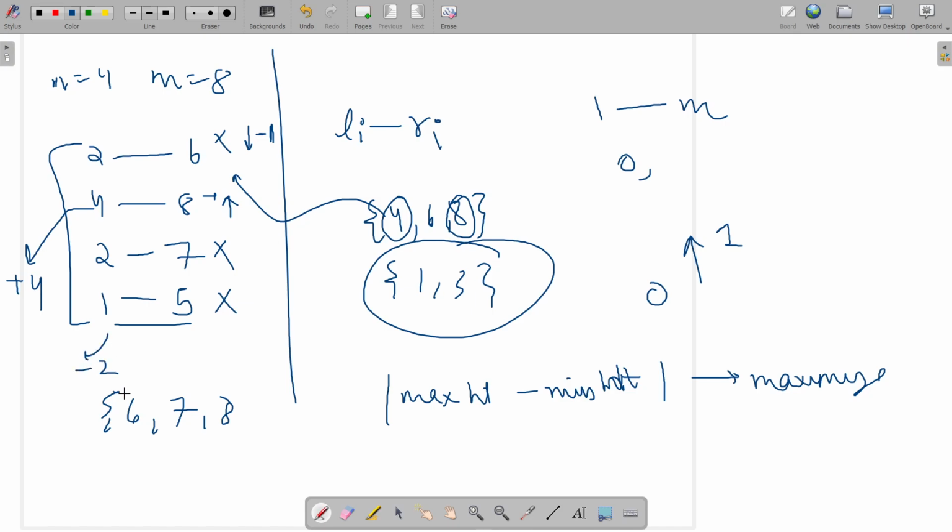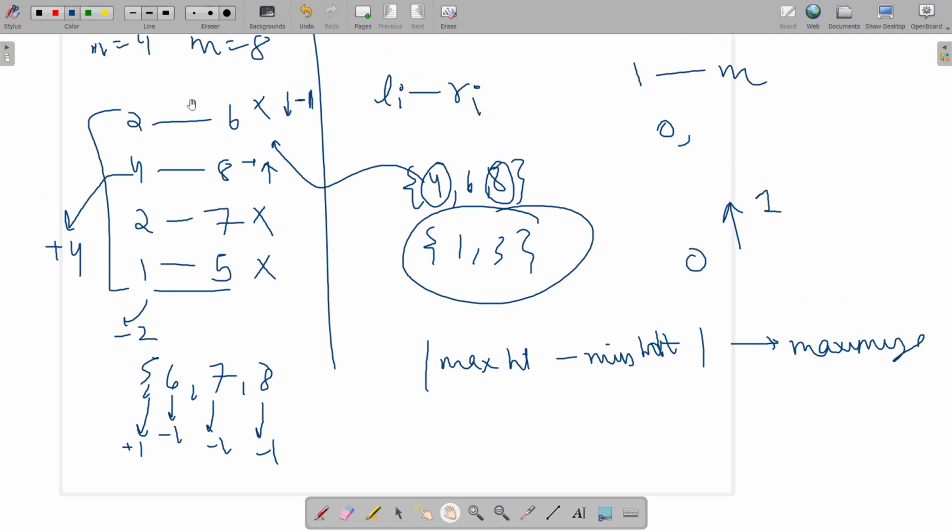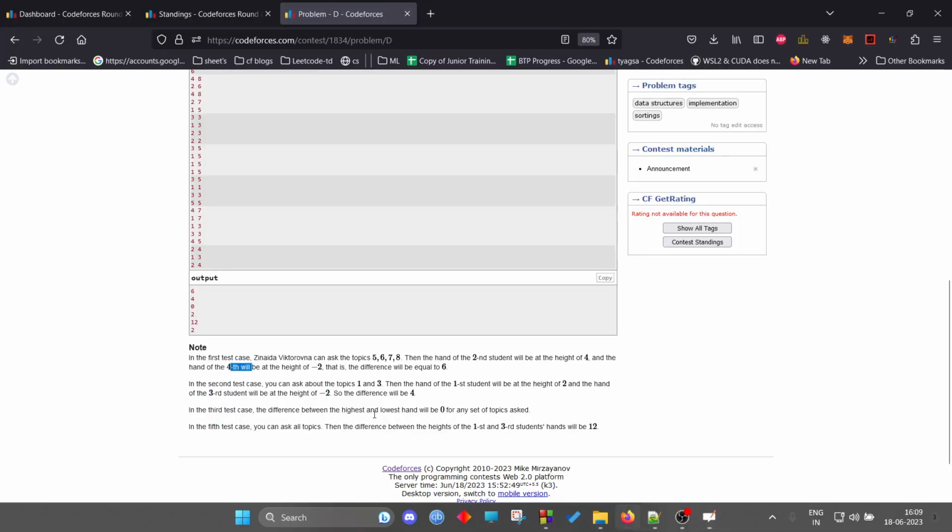Why -2? Because when topic 5 is asked, his height becomes +1. Then here -1, -1, -1, 3 times. So -2. You can also calculate the heights for these students, but this difference will be maximized. So 4 minus -2 is 6. So the answer for this test case is 6.